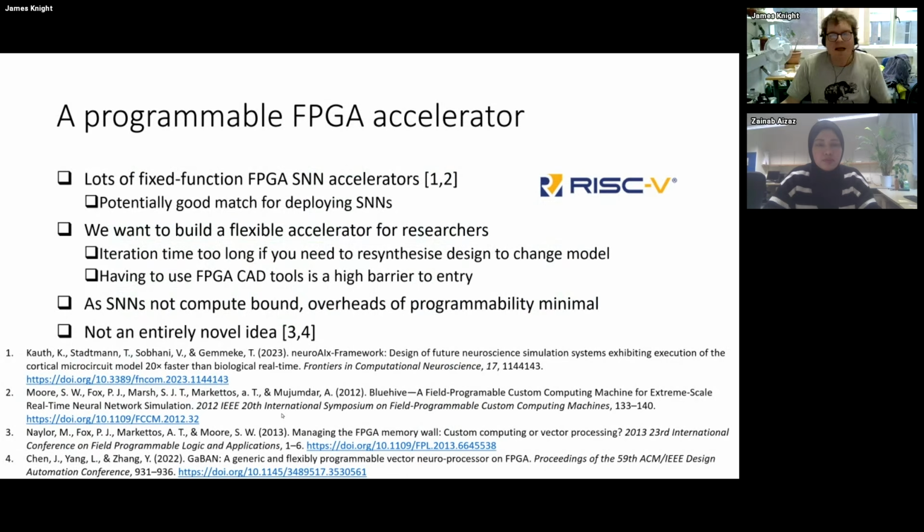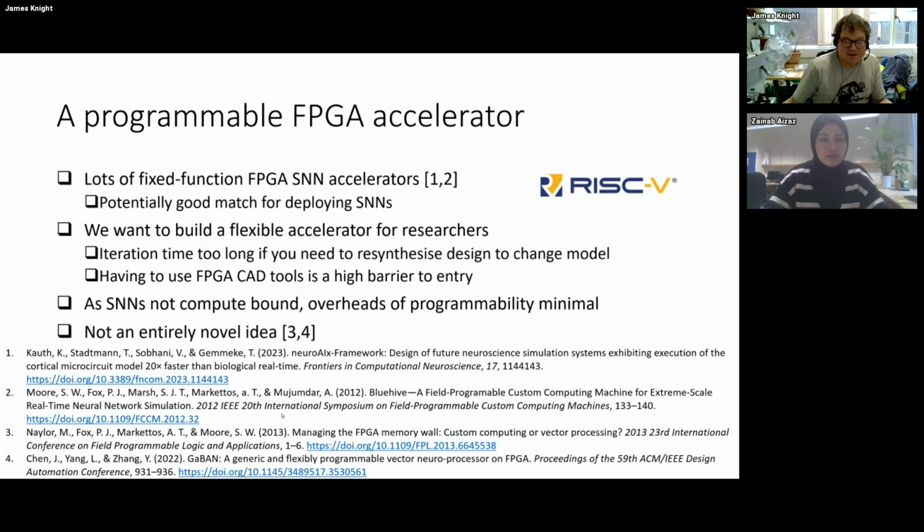What do we actually want to build? Well, there are lots of fixed function spiky neural network accelerators on FPGA, and these are potentially a good match for deploying spiky neural networks in some low volume context. But we want to build something flexible for researchers. Like we said, we want something that's easy to use. And this means that if you need to resynthesize your design every time you change your model, it's not really practical.